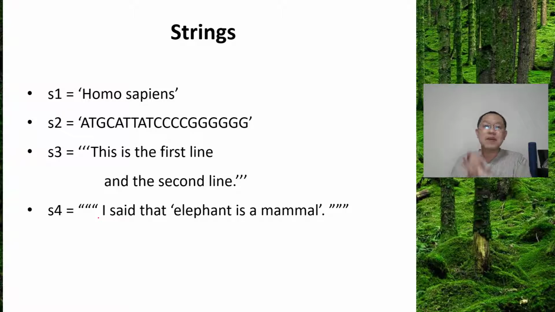Next data type, strings. Strings will be your common data type. You always have to work with strings in bioinformatics. You have to analyze DNA sequences, amino acid sequences, sequences of numbers, characters. So these could be suitably stored in a string data type.